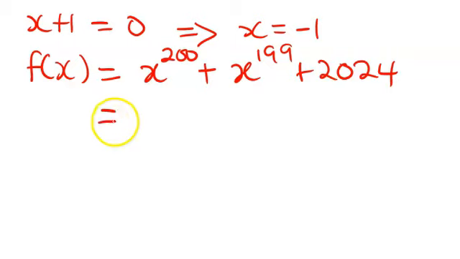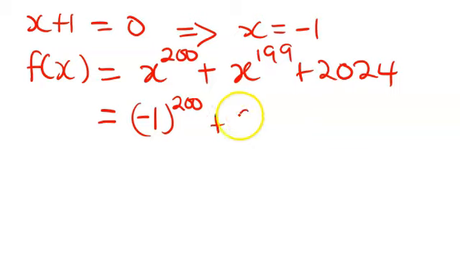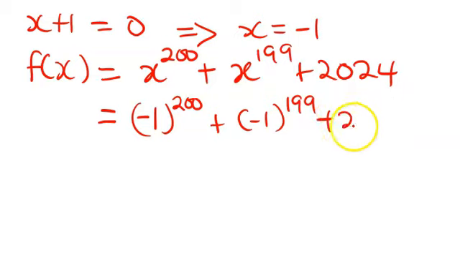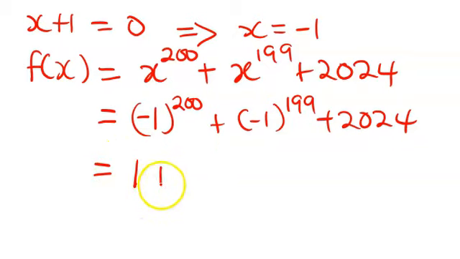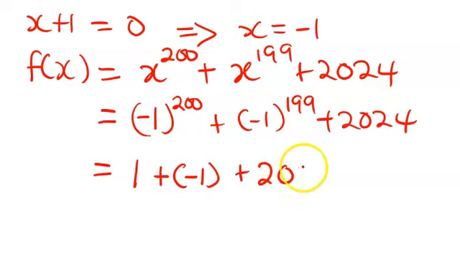So this is equal to minus 1 raised to the power 200 plus minus 1 raised to the power 199 plus 2024. Now, when a negative number is raised to an even power, you get positive. So this will be positive 1 plus, and then when a negative number is raised to an odd power, you are going to get a negative number. So this will be negative 1 plus 2024.